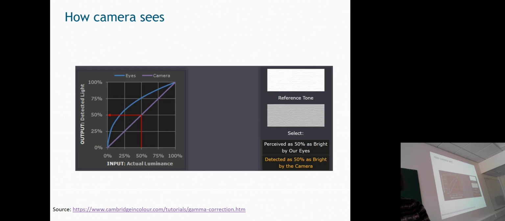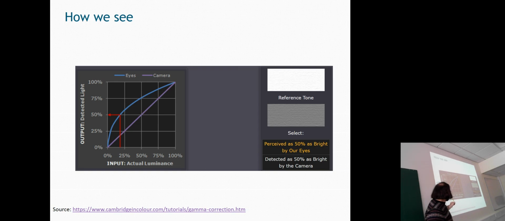For example, for a camera, it's just simply linear: the amount of photons is linearly correlated to the detected light, so the sent signal. So we have 50% of the light and 50% of the signal for the camera. This is how the camera sees it, 50% less bright than this, but actually for human vision it's completely different.